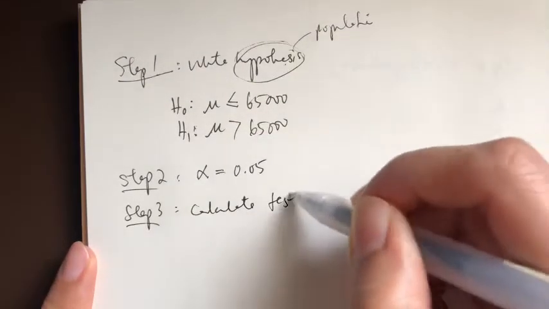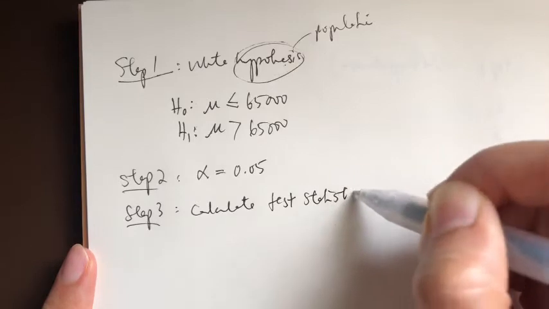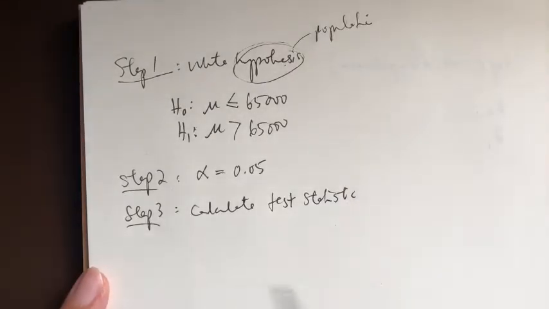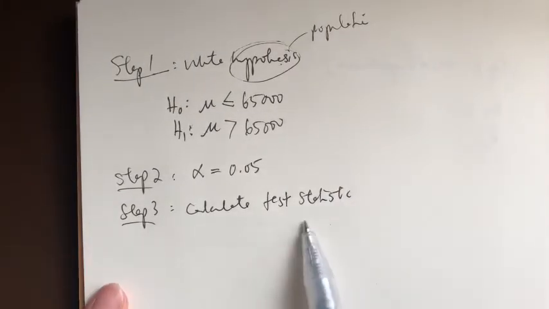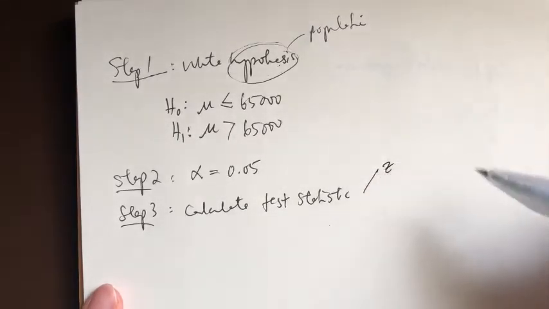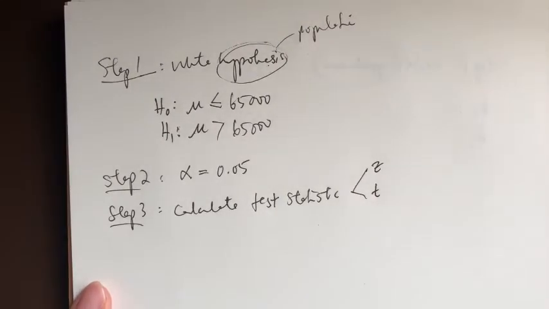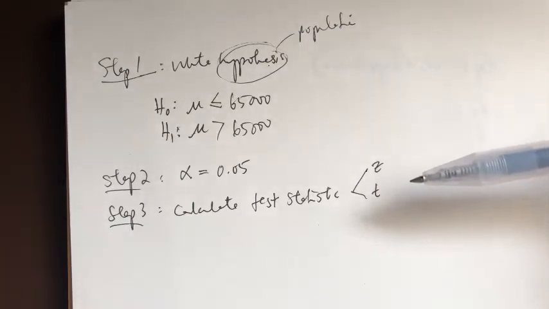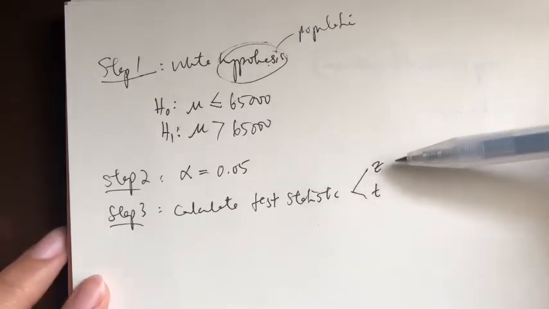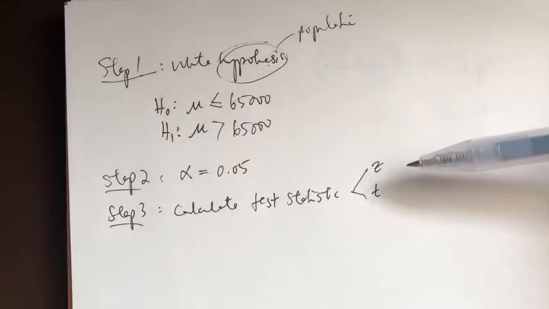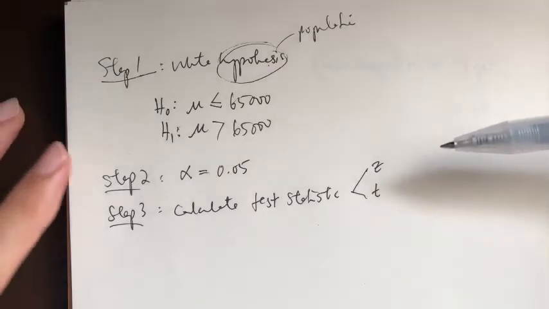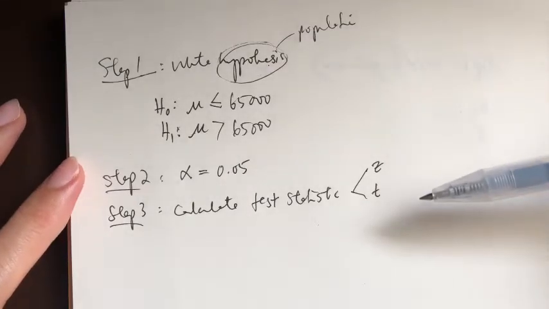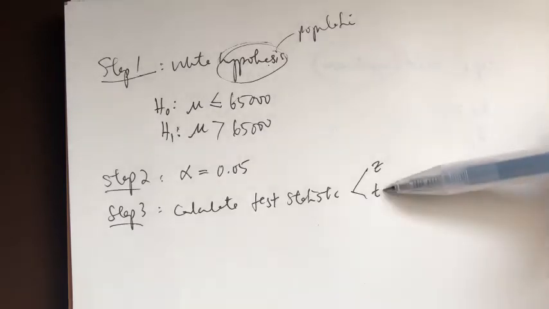For the purpose of this illustration, we can skip step number 3 because not enough information is given. But we do know that the test statistic follows either a Z distribution or a T distribution, depending on the circumstance. If we have a large sample size and we know sigma, we can use Z as the test statistic. If we have a large sample size but we don't know sigma, we can still use the Z distribution, but we substitute sigma with S. And if we have a small sample size and we don't know sigma, we use the T distribution.